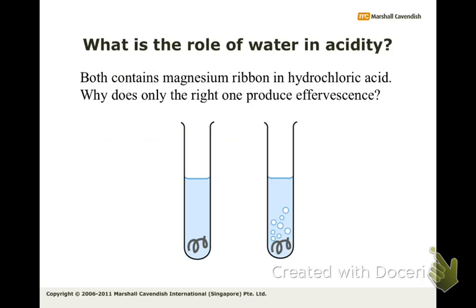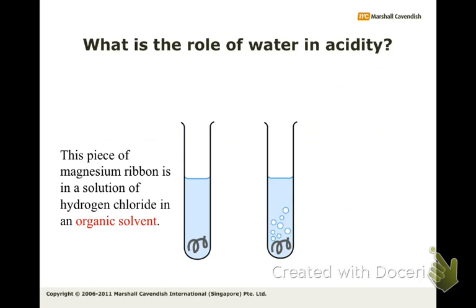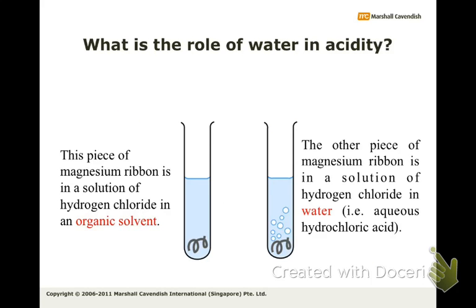Now let's look at the role of water in acidity. Why is water very, very important in acids? Let's say you add magnesium ribbon into both hydrochloric acid samples, and then you realize that look, the right one only produces effervescence but the left one doesn't. So why is that so? Now the left one probably would be hydrogen chloride in organic solvent. Basically it's still HCl, but you just dissolve it in some organic solvent, could be ethanol, propanol, so on and so forth. The right one, you dissolve it in water, hydrogen chloride in water, and then you give off a gas.